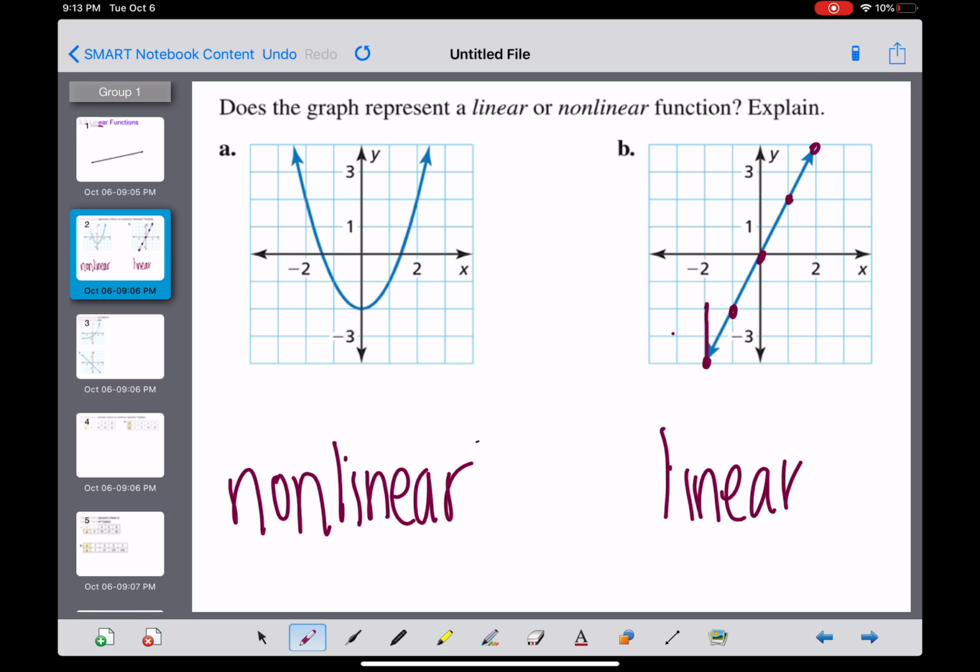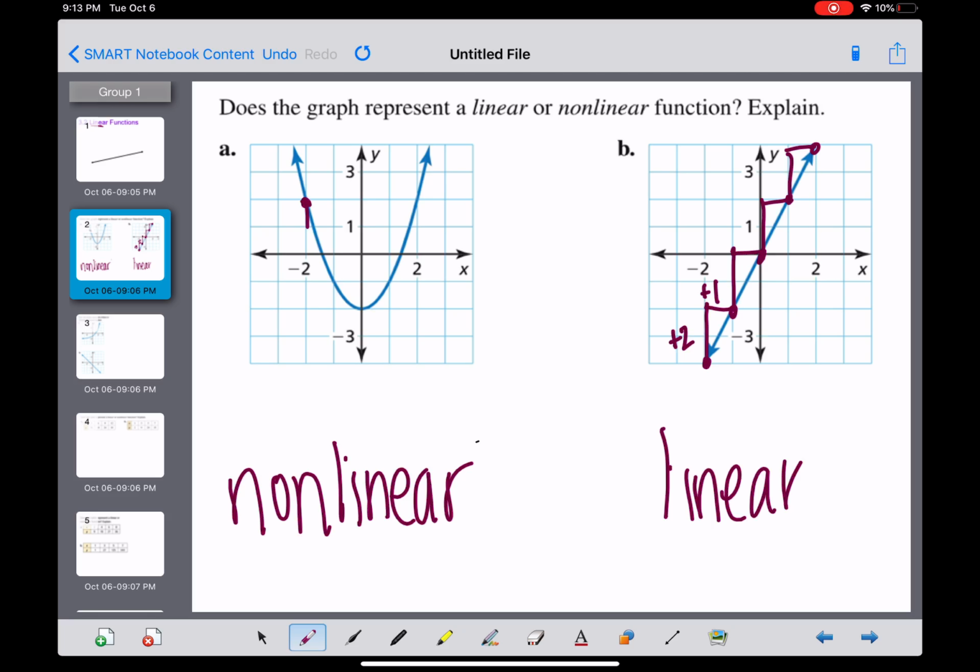I'm going up by 2 on my y's as my x goes over by 1. Up by 2, over 1. Up by 2, over 1. And if you remember, we will get to this in later sections, that is the slope. If we look at graph A, it is not the same.